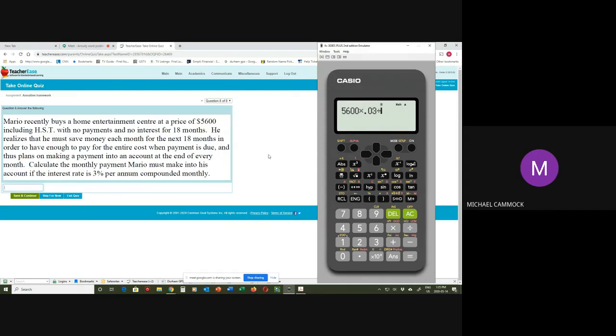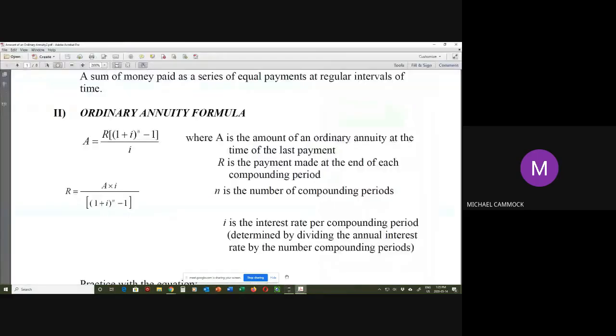Divided by what? 1 plus. No, not yet. Do not get rid of the 1 plus. That goes in the bottom for the equation. The equation, remember, let me show you the equation again. That part goes on the bottom. The 1 plus thing goes on the bottom. All I need is A times I right now. That's all I need right now. Just the A times the I.